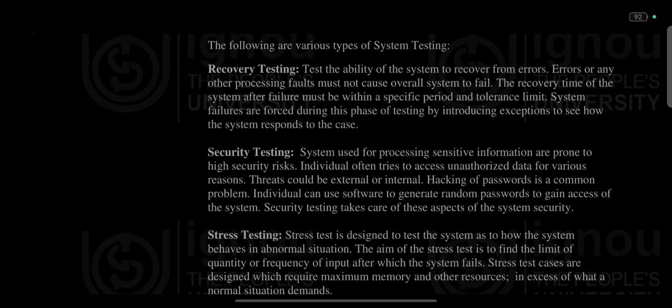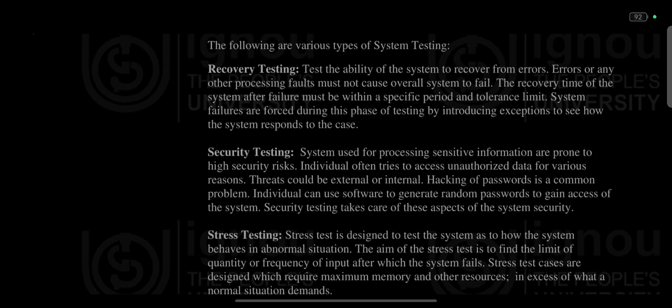Security testing. Systems used for processing sensitive information are prone to high security risks. Individuals often try to access unauthorized data for various reasons. Threats could be external or internal. Hacking of passwords is a common problem. Individuals can use software to generate random passwords to gain access to the system. Security testing takes care of these aspects of system security.